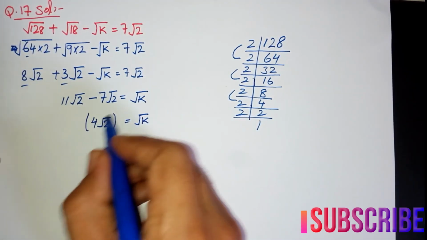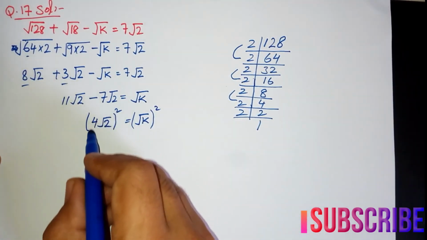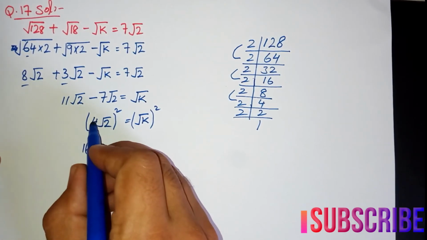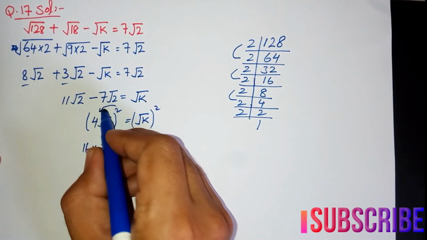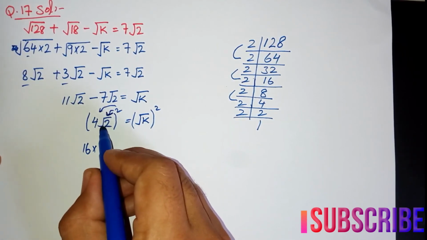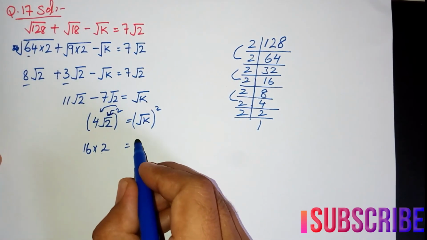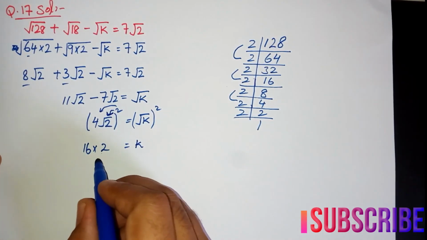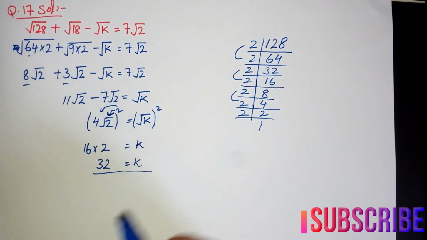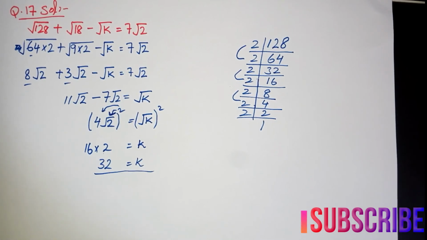So let us take the square on both sides. When you take the square, 16 times 2, here this 2 will have the square, and then this square will cancel the square root and give you 2. Here this square cancels with the square root and gives you k. So 16 times 2 will be 32. That's the solution of k. So try to do the solutions of the rest of the questions and give me the answers in the comments.